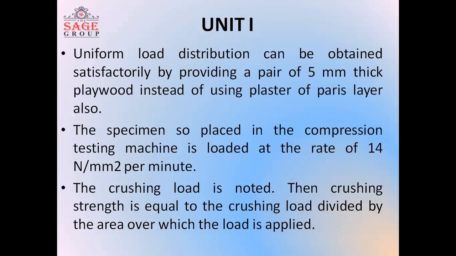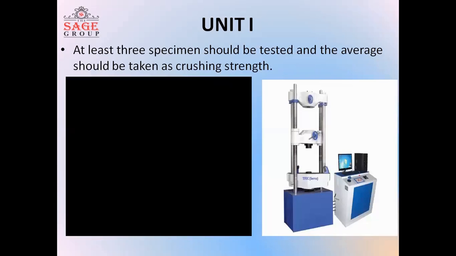The specimen is placed in the compression testing machine and loaded at the rate of 14 Newton per mm square per minute. Then the crushing load is noted. The crushing strength is equal to the crushing load divided by the overall area on which the load is applied. The load is in Newton or kilonewton, and the area is that covered by the specimen. On the basis of this, the strength of the stone is decided.